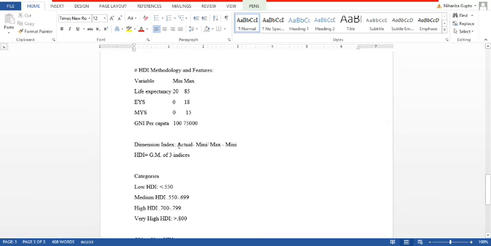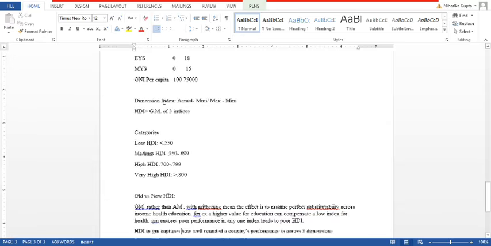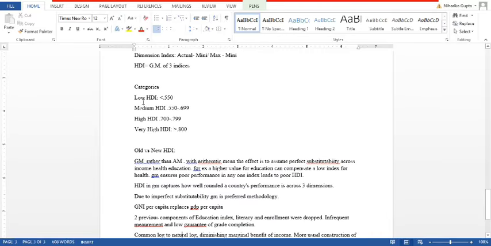For each dimension index, we take the actual value of the country, which would be given in the question, minus minimum, upon max minus minimum. And HDI is the geometric mean of the three indices: all three indices multiplied and their cube root. There are also categories in the reading. If HDI is less than 0.550, it is low HDI. Medium HDI is 0.55 to 0.69, high HDI 0.7 to 0.79, and very high is greater than 0.8.